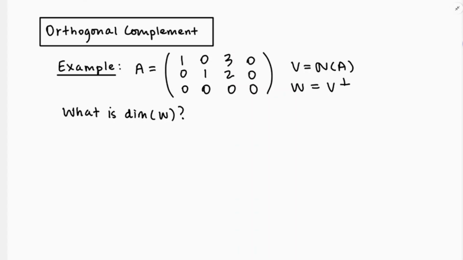Now, the last example I've got for you: here's a matrix A. V is going to be the null space of A. W is V perp. What is the dimension of W? Well, if W is the orthogonal complement of V and V is a null space, then W is going to be a row space.